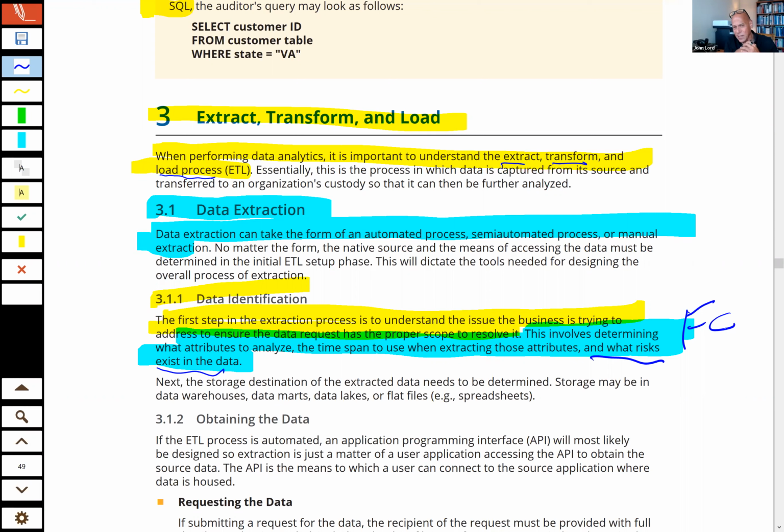I don't know that they accept paper tenders anymore. I think now it's all electronic tenders, but that was at a time when they were still accepting some paper tenders. Anyway, not the most interesting story in the world, but the kind of thing that you need to think about when you're doing your data identification.